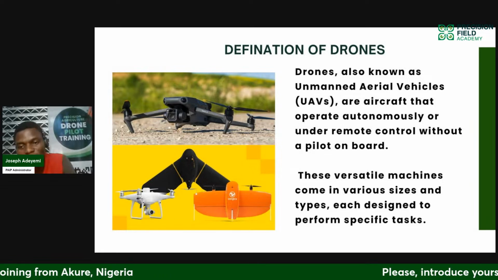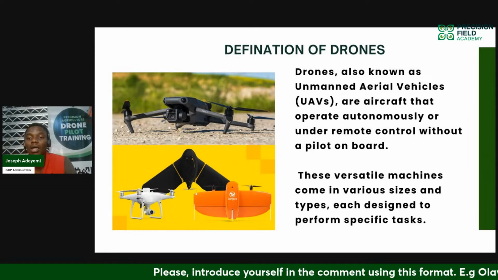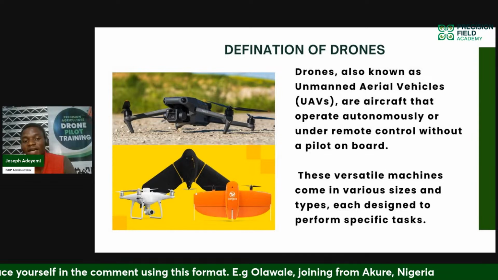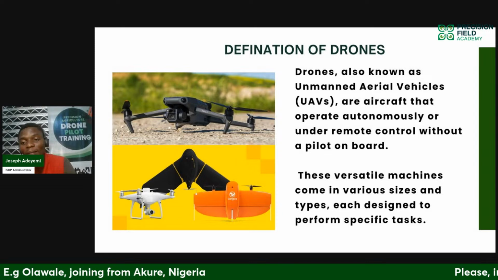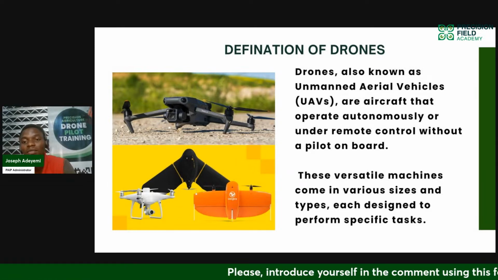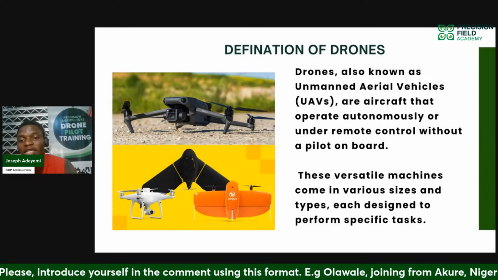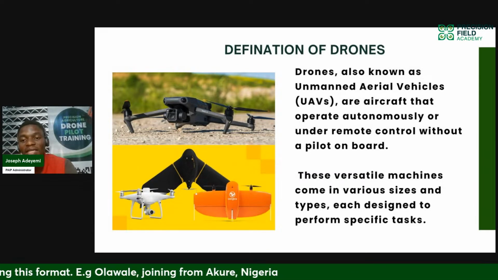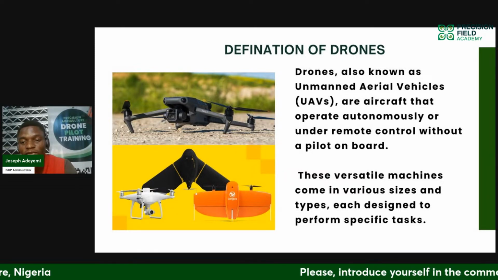All right, so the definition of drones. Drones are also known as unmanned aerial vehicles. The word unmanned comes from the fact that drones are aircraft that don't support the accommodation of a human pilot on board. So no human can sit on board a drone. Unlike your conventional airplanes and helicopters, where you have the pilot in the cockpit, the flight crew in the aircraft, and also passengers. In the case of a drone, it's unmanned, so no humans can sit on board.